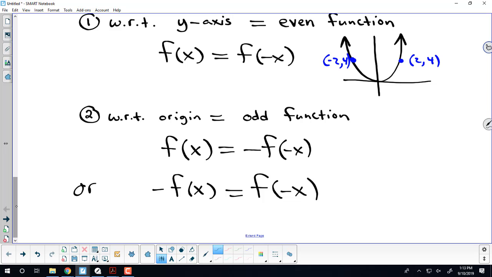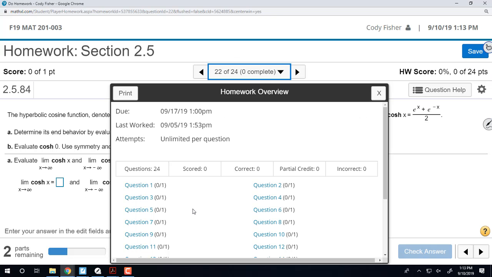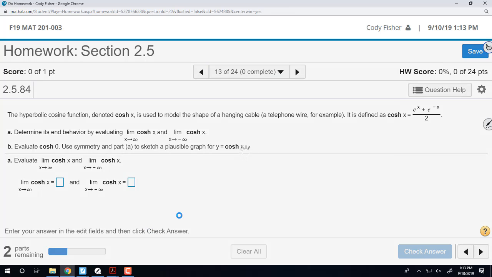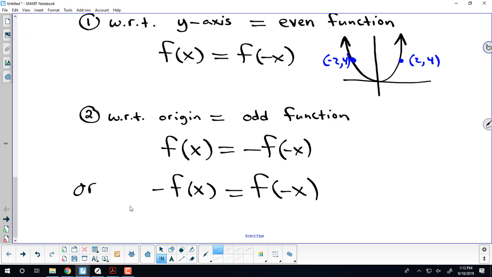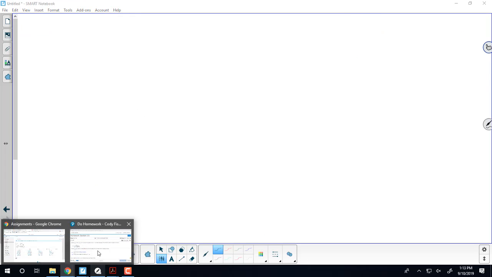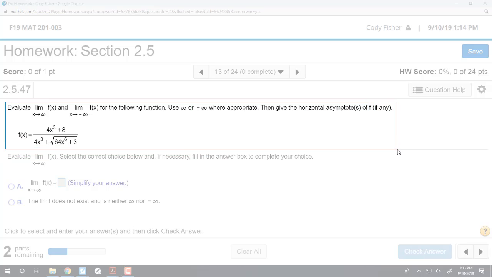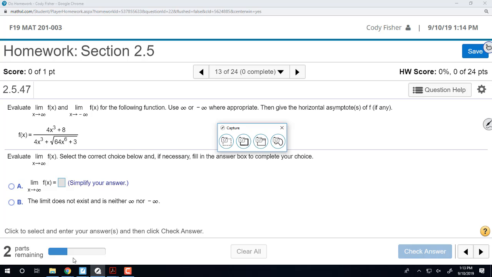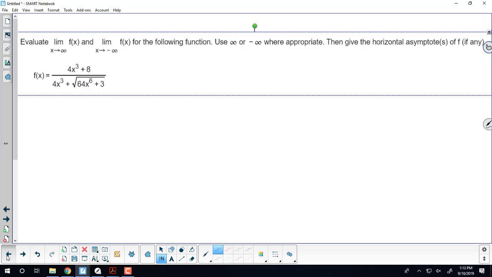Okay, any other questions on the homework? Yes, it's 2.5 again, but question 13. Just as x approaches negative infinity is the one I was confused on. Okay. So let me go back here.